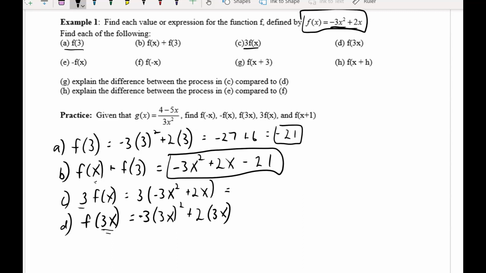Simplifying these, we get negative 9x squared plus 6x for 3 f of x, and for the other one we get 9x squared, so this is negative 27x squared plus 6x.